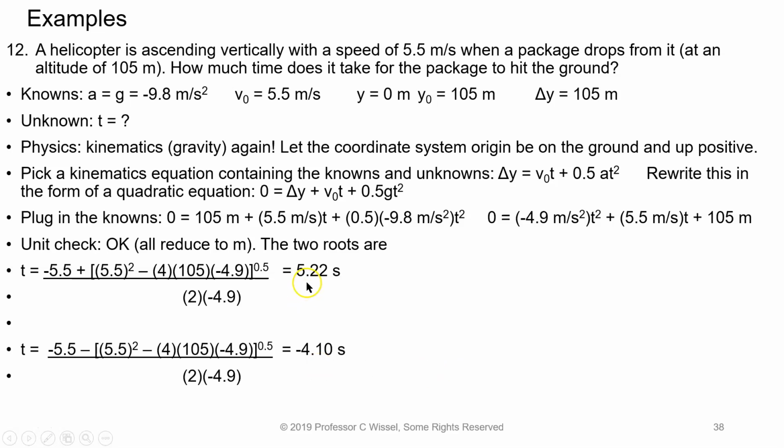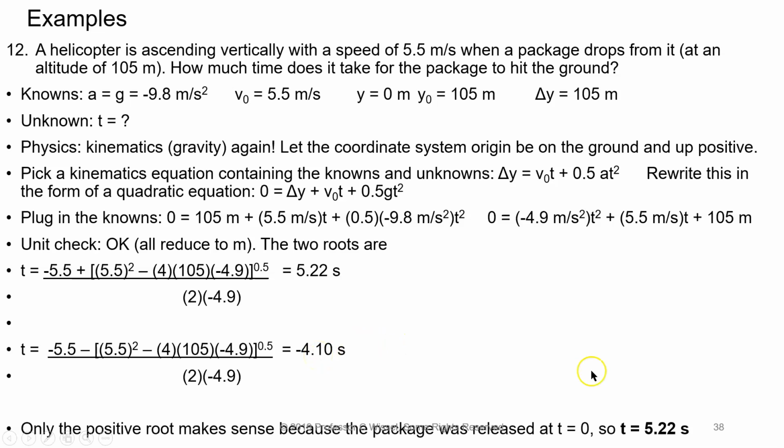Now, this root will make sense. That one doesn't. This one would happen before the package actually fell out of the helicopter. So the positive root is the one that makes sense because the package was released at time t equals 0, so t equals 5.22 seconds. The other root doesn't make any sense. So that's when you have to understand the physics. Somebody who didn't understand the physics might pick this one instead. And of course, the incorrect answer would be sitting there on the test.